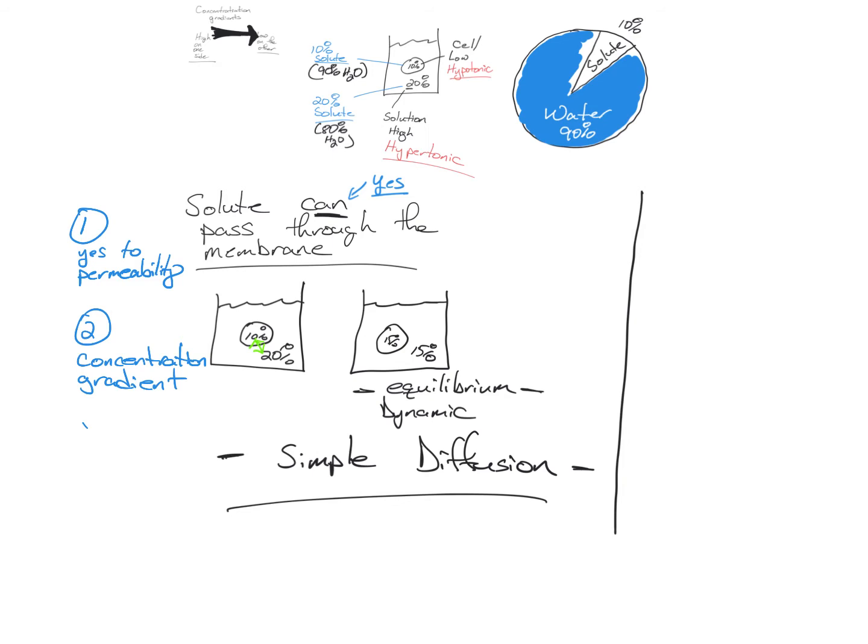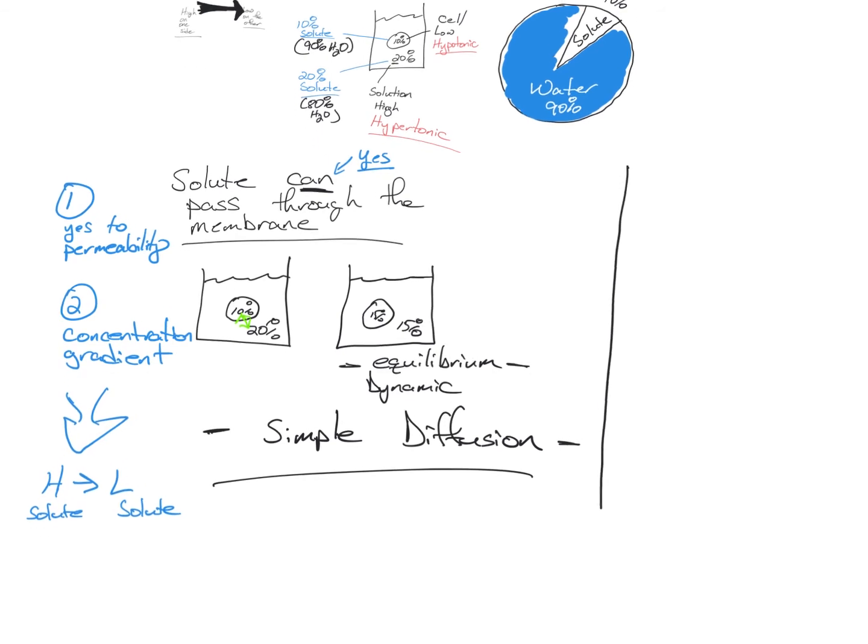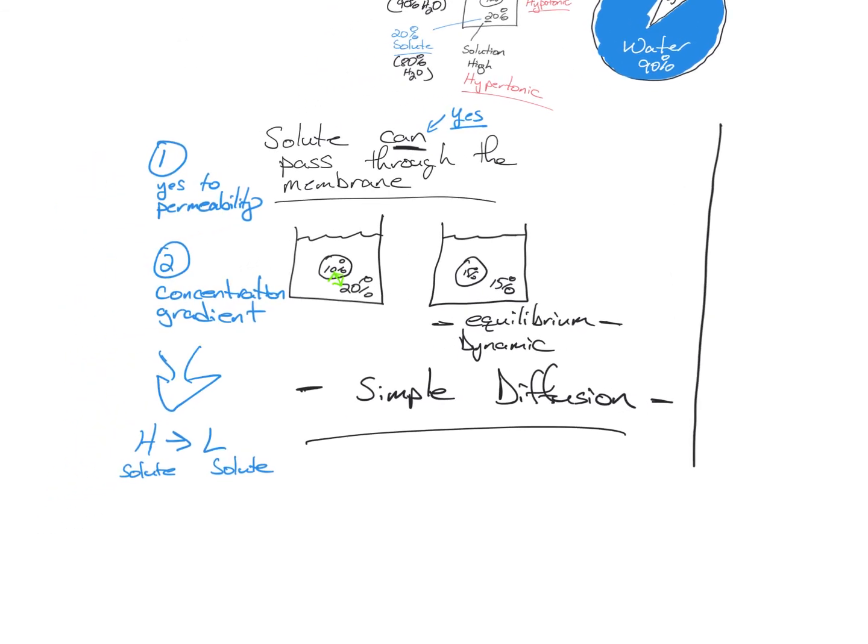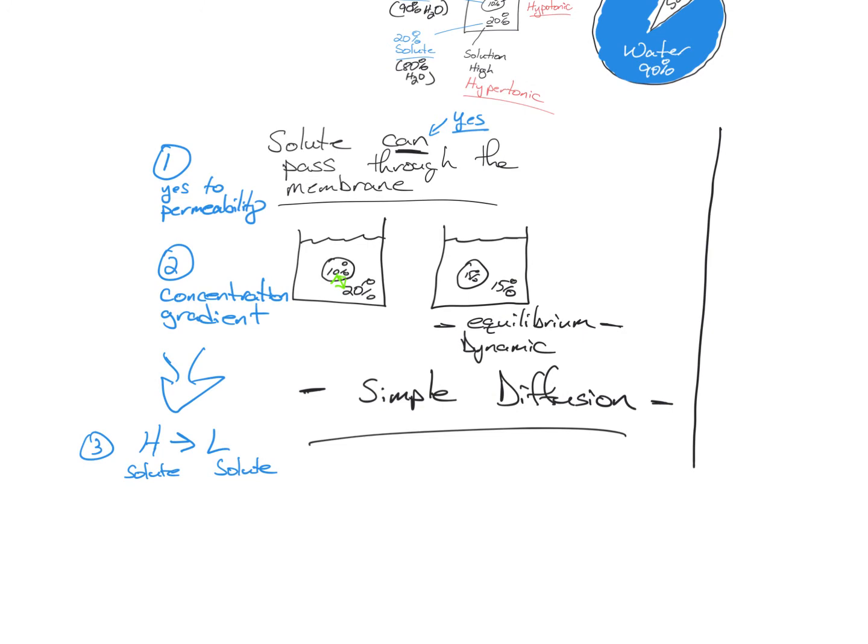And that equals simple diffusion, and that is really a bonus because then it's just high moves to low. The high solute moves to low solute. All right, so that's easy. So those are three-step problems, no big deal. Is it permeable? Yes. Okay, great.